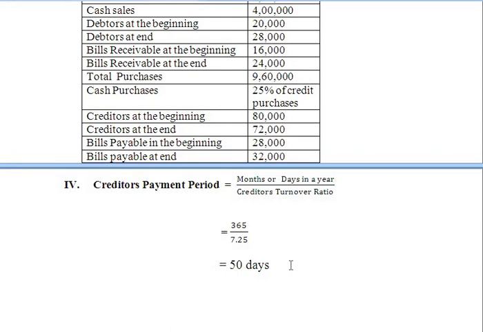I hope you understood the calculation. In the next class we will start with the last classification of ratios, that is profitability ratios.